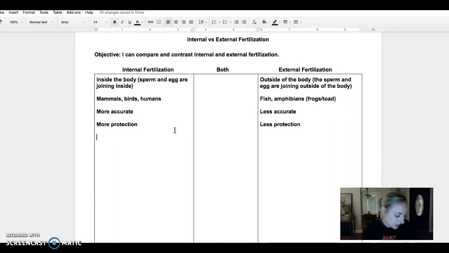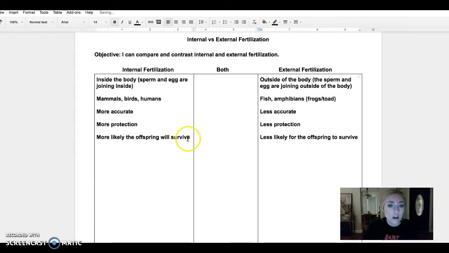Back over to internal fertilization. Because there's more protection and because it's more accurate, it's a lot more likely that the offspring will survive. And I'm sure you can guess that in external fertilization, it's less likely for the offspring to survive. So of course that leads to fewer offspring produced in internal fertilization. And because it's less likely that the offspring are going to survive in external fertilization, as you saw in those videos, they lay a lot of eggs because it's more likely that they're not even going to make it. So more offspring are produced.